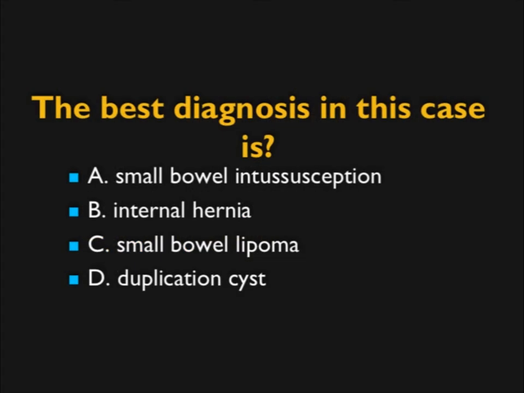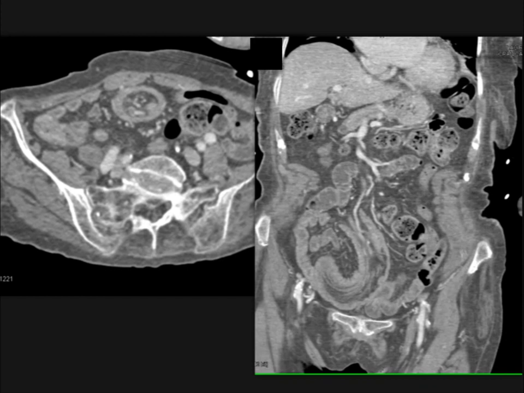In this case, what do you see? Well, what you see is a beautiful example of an intussusception. You see it on both the axial views and on the coronal views. It's a large intussusception. This was due to a small bowel neoplasm.